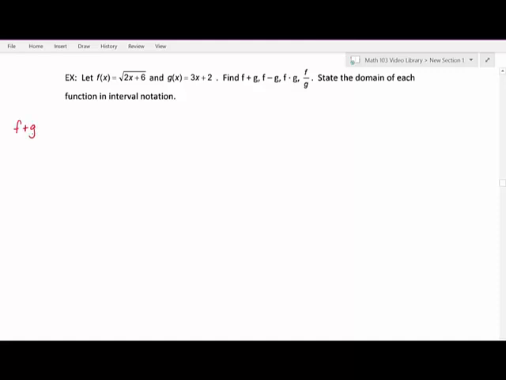Now this can be written just f plus g, or it can be rewritten f plus g of x. These two notations are exactly the same. But what we want to do with our thinking is then say, oh, well, I need to take f of x and just add it with g of x. So that'll be the square root of 2x plus 6 plus g of x, which is this whole thing, 3x plus 2. And then we want to simplify it any way that we can.